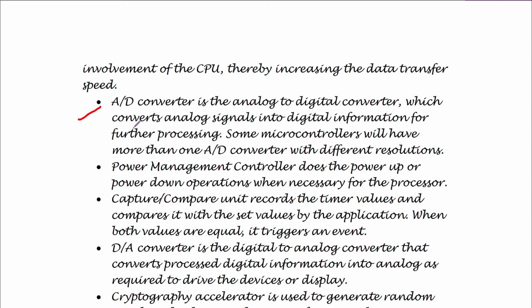Then we have AD converter, analog to digital converter, which will convert analog signals into digital information for further processing. Some microcontrollers can have more than one AD converter as well with different resolution. So जब हम MSP 430 का ब्लॉक डायग्राम पढ़ रहे थे तो मैंने थोड़ा सा रेजोल्यूशन डिस्कस किया था. So रेजोल्यूशन मीनिंग कि आपका जो AD कन्वर्टर है कितने बिट्स तक, कितने मैक्सिमम बिट्स तक रिजल्ट दे सकता है. 10 बिट, 12 बिट, 16 बिट, 32 बिट etc.